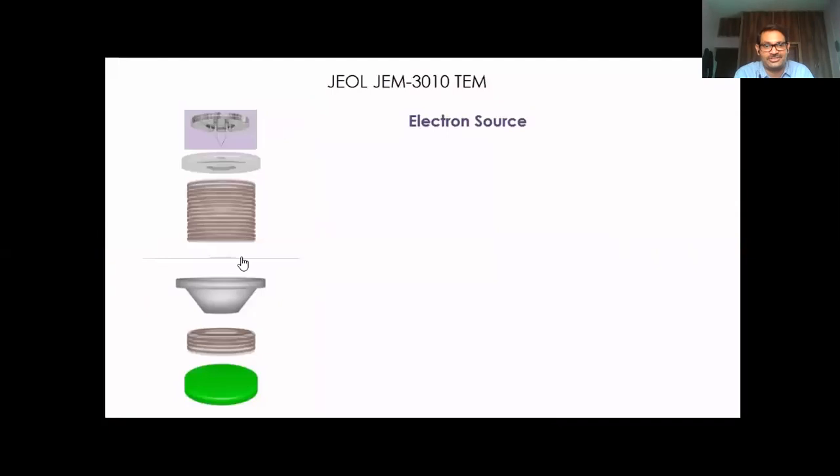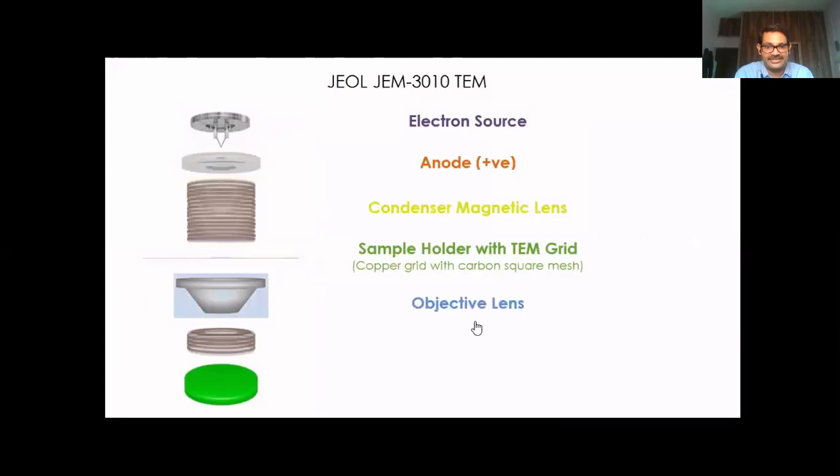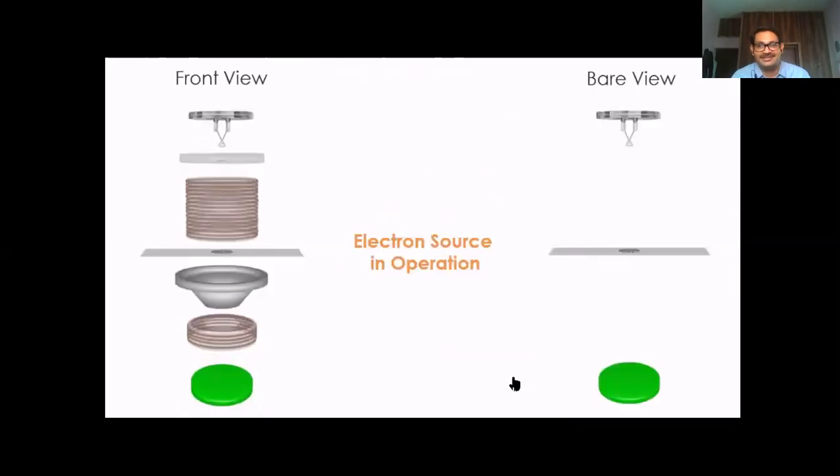Once again: electron source, electron gun, anode, magnetic lens, condenser magnetic lens, and the specimen. This is the specimen, an ultra thin specimen. Then the scattered electrons, objective lens, projector lens, and fluorescent screen. So these are, in skeleton form, what the TEM is. Yes, the front view and rear view.